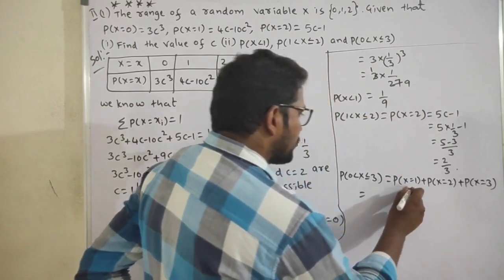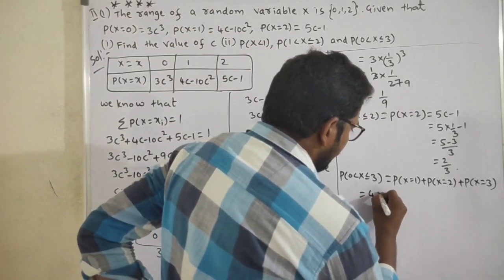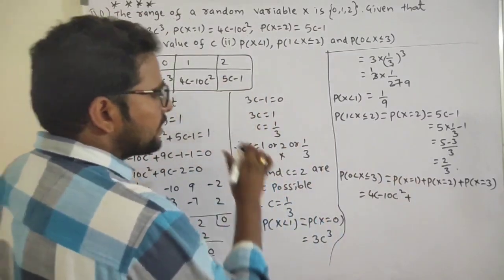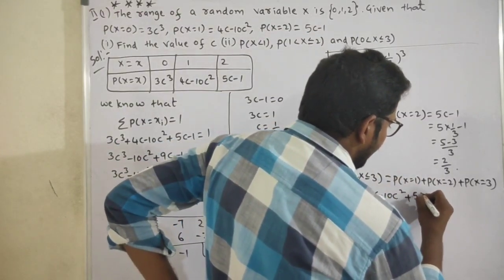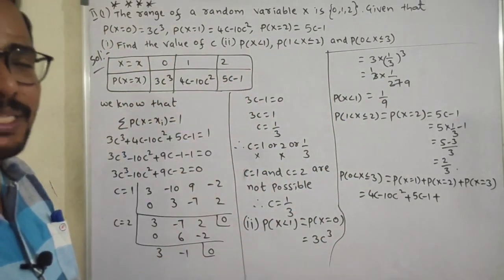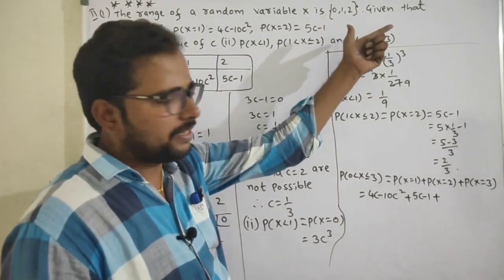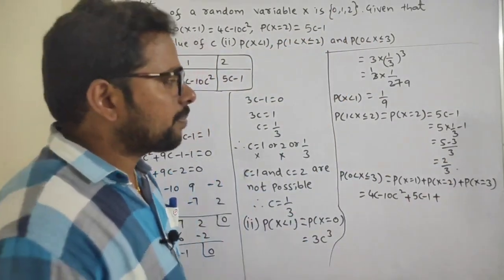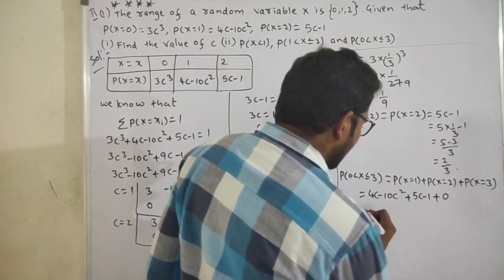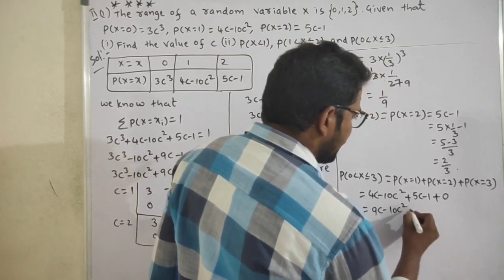So what is the P of x equal to 1? 4c minus 10c square. 4c minus 10c square, plus P of x equal to 2, which is 5c minus 1, plus P of x equal to 3. That is an impossible event. X equal to 3 is not possible, the given values are 0, 1, 2. We don't have x equal to 3, so take the probability as 0. So 4c plus 5c is 9c, minus 10c square, minus 1.